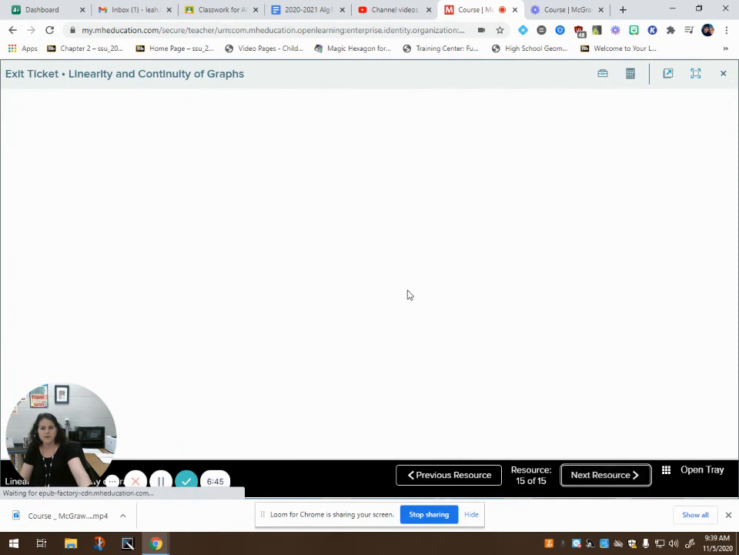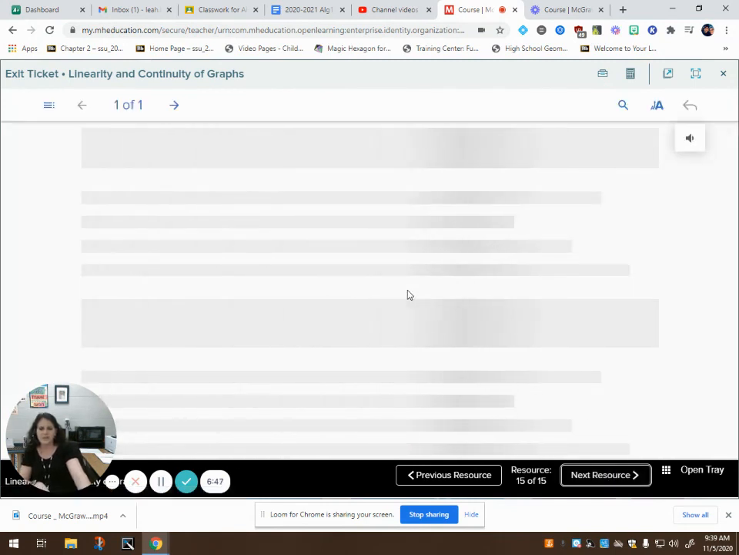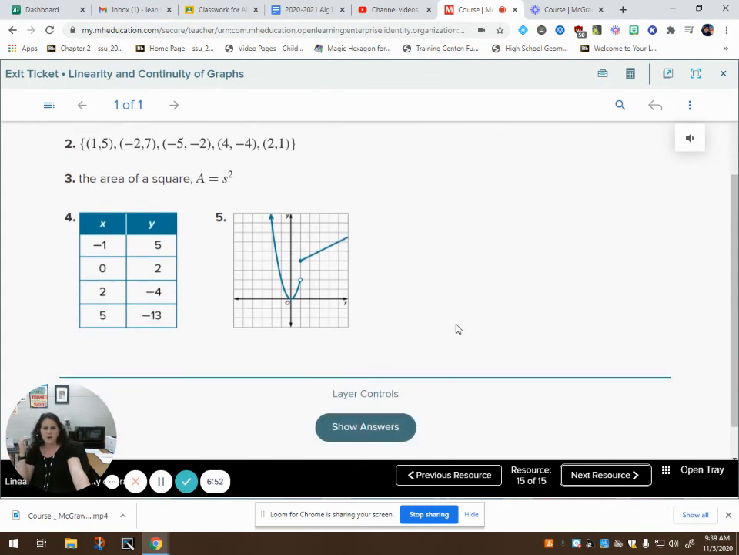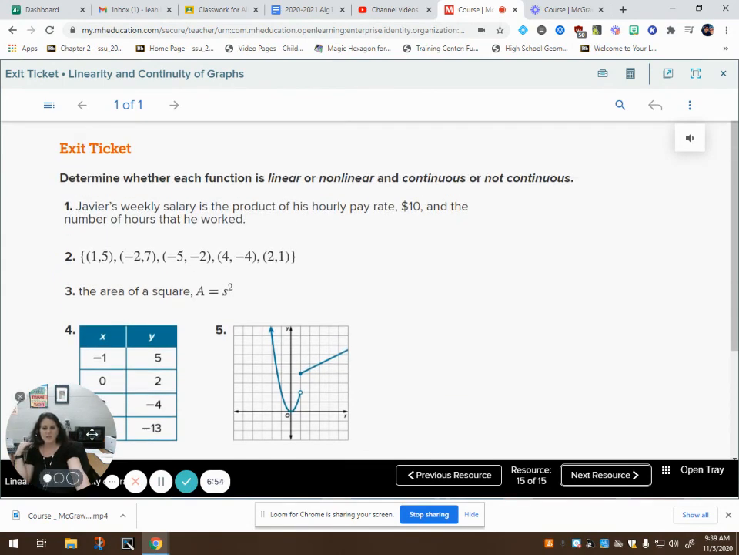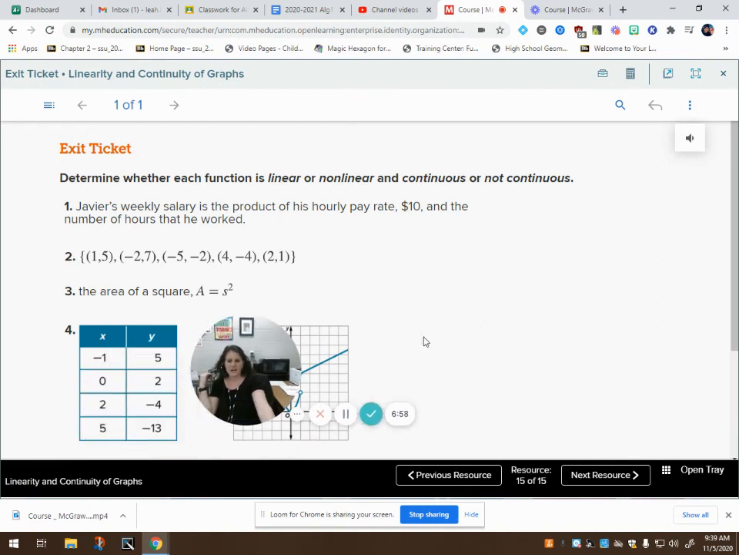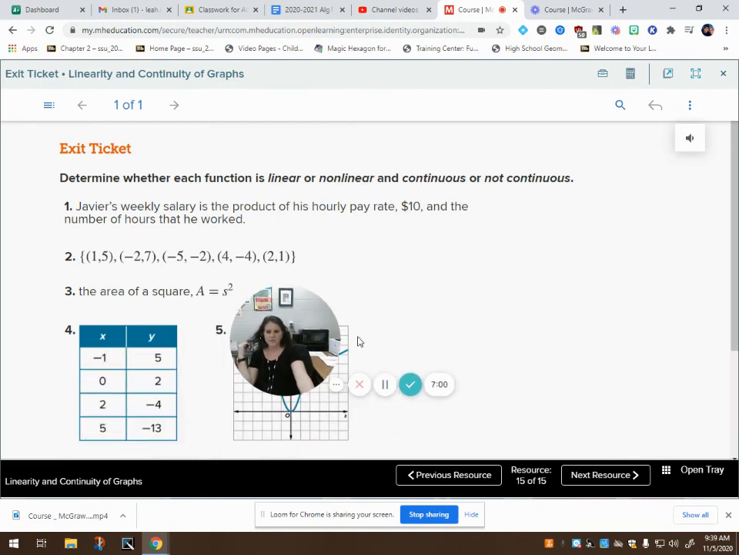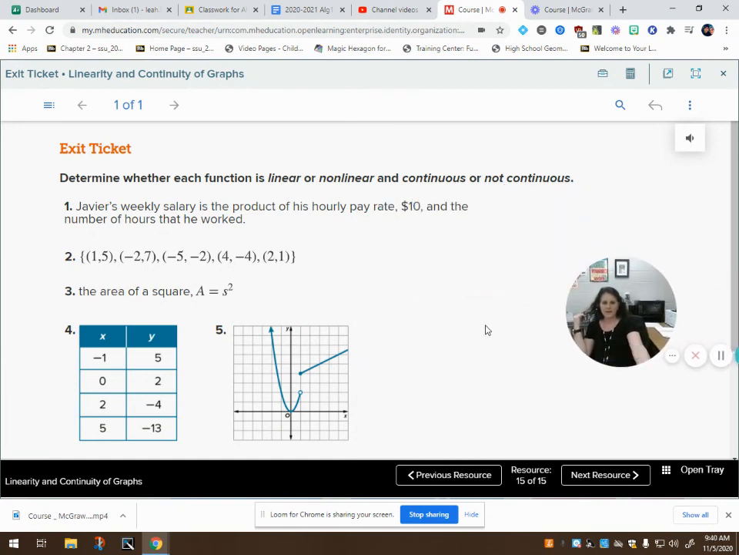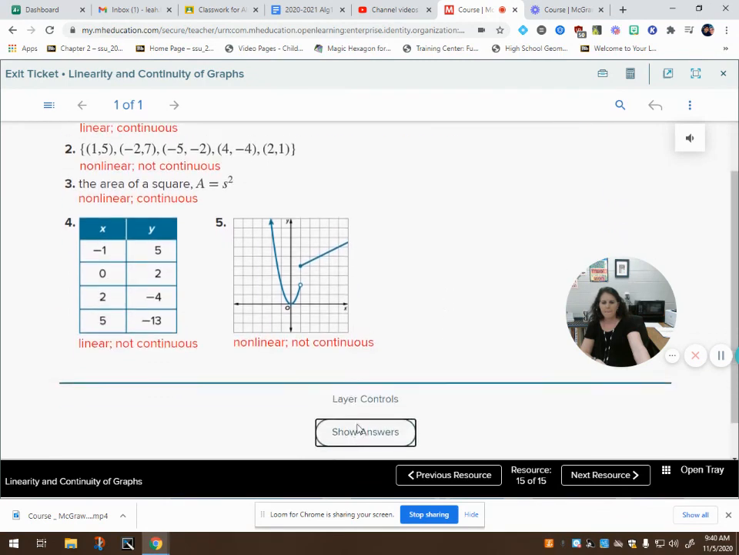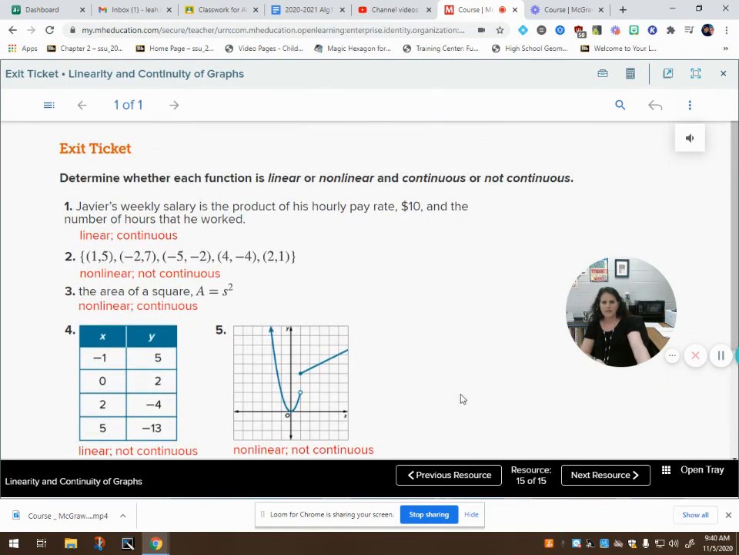All right, and last thing I would like for you to look at, just to get you some practice: pause the video, try these problems, and after you've tried them, unpause the video and check your answers. I don't know why this won't move. There we go. Here we go. So go ahead and pause the video. And here are the answers.